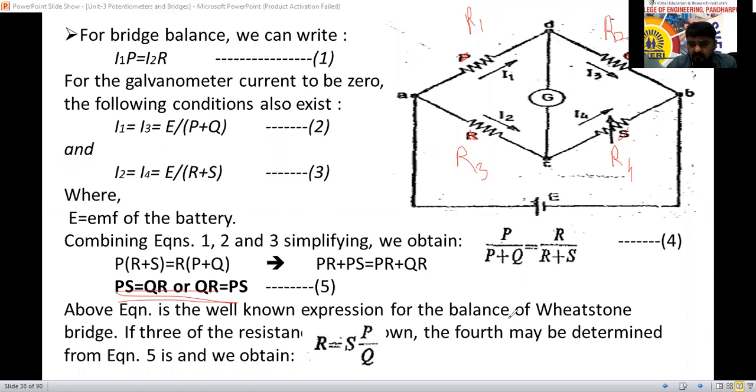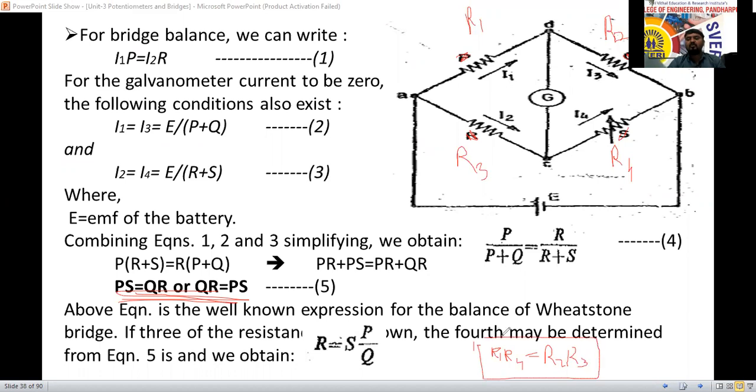Yes, tell me. Tell the answer, the balance equation in the form of R1, R2, R3, R4. R1 R4 is equal to R2 into R3. Very good. This is the answer for the balanced condition we are going to use here.